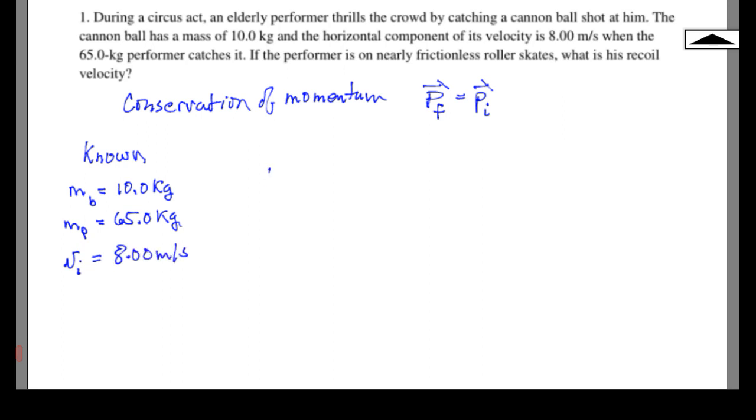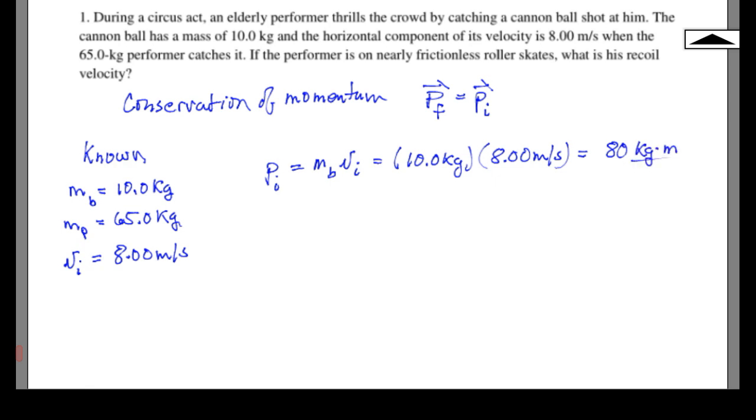So what's our initial momentum? Our initial momentum is just the mass of the ball times the initial speed. So the mass of the ball was 10 kilograms, speed was 8 meters per second, so our initial momentum is 80 kilograms times meters per second. Alright, what's our final momentum?